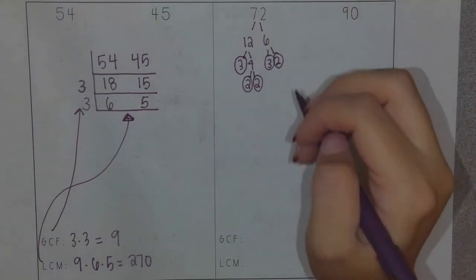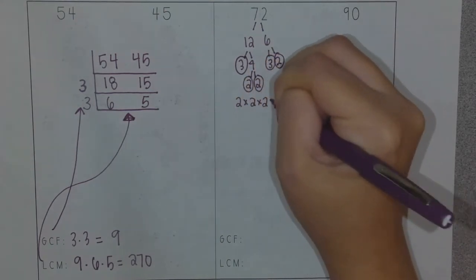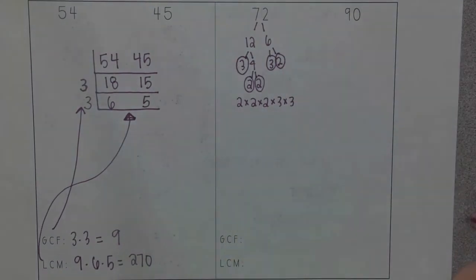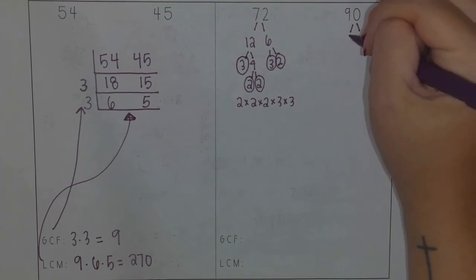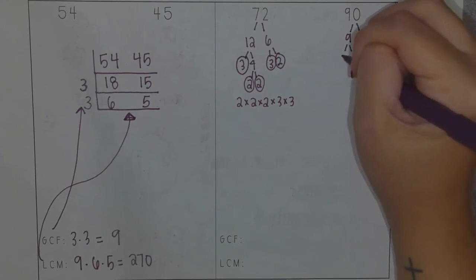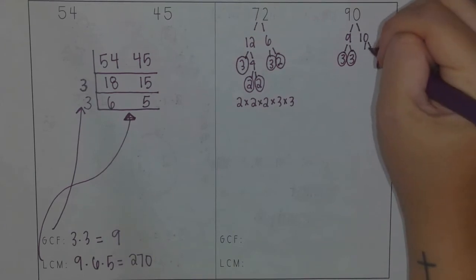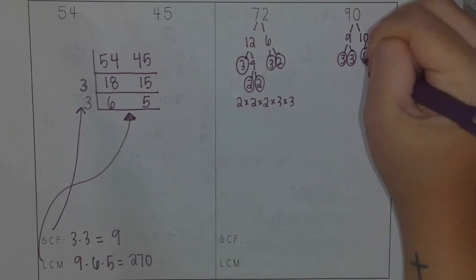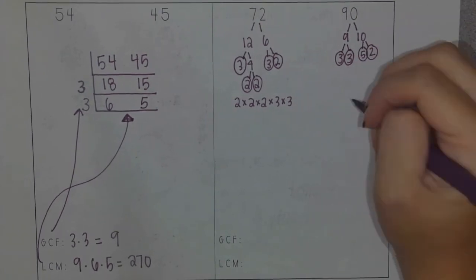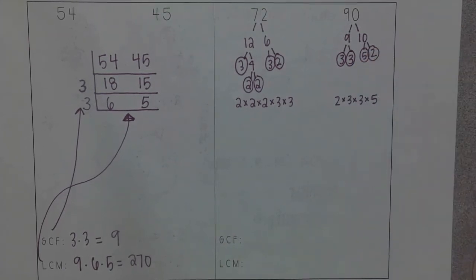So if I write out the expanded form of the prime factorization, this would be 2 times 2 times 2 times 3 times 3. So 2, 2, 2, 3, 3. Let's break down 90. 90 can get broken down into 9 and 10, both of which are composite numbers. 9 can get broken down into 3 and 3, which are prime numbers, so I'm going to circle them. 10 can get broken down into 5 and 2, which are both prime numbers, so I circle them. So my expanded prime factorization would be 2 times 3 times 3 times 5.